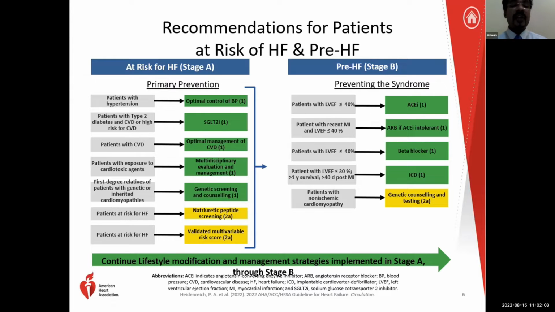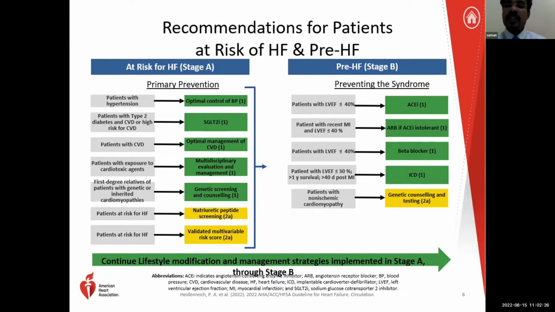And if patients have any exposure to cardiotoxic agents, there should be a multidisciplinary action. And definitely genetic screening and counseling is needed for any first degree relatives of the patients with genetic or inherited cardiomyopathy. And natriuretic peptide screening is a 2A indication.